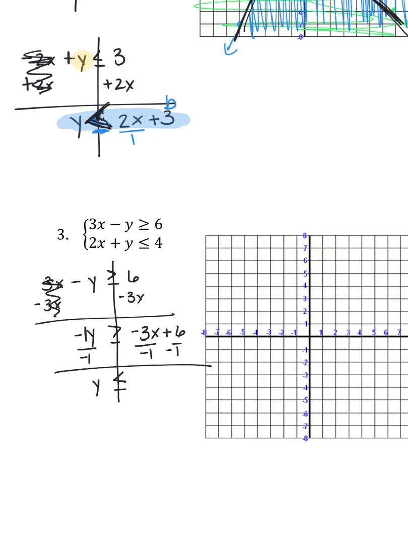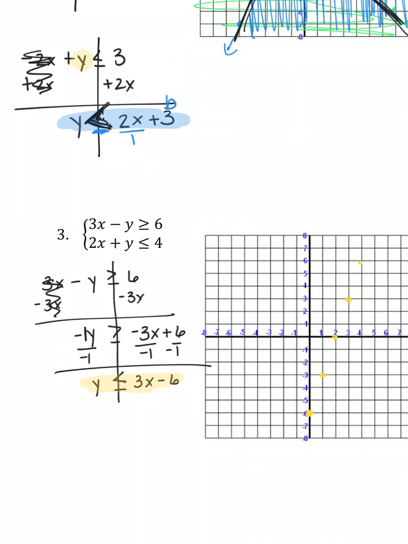A negative 3x divided by a negative 1 is going to be a positive 3x. And then a 6 divided by negative 1, that negative turns that positive. So that's going to be a negative 6. Okay, so now I'm just going to color it one color. Let's go with yellow this time. And now that it's yellow, I'm going to start at negative 6. And I'm going to go up 3 and to the right 1. And I'm just going to keep doing that until I have no graph left.